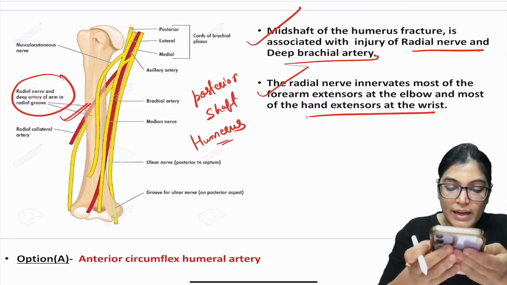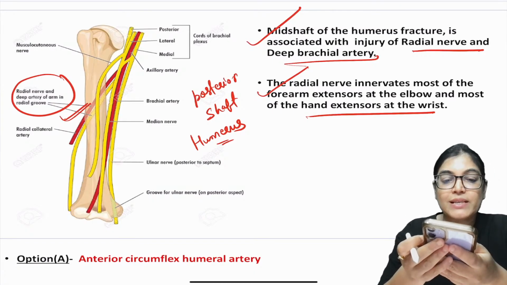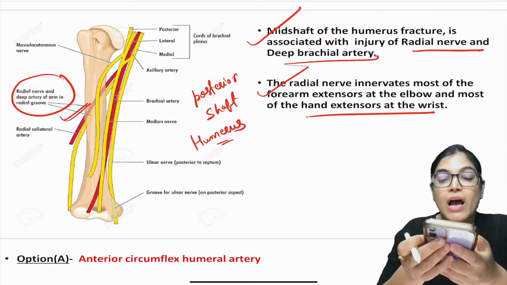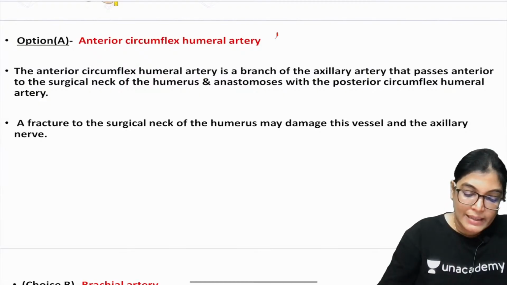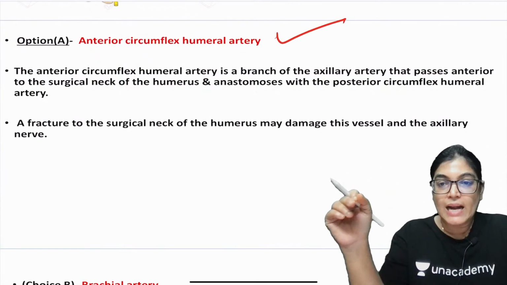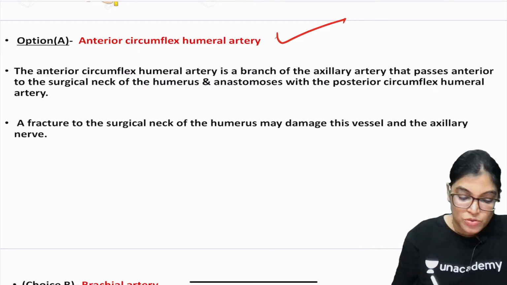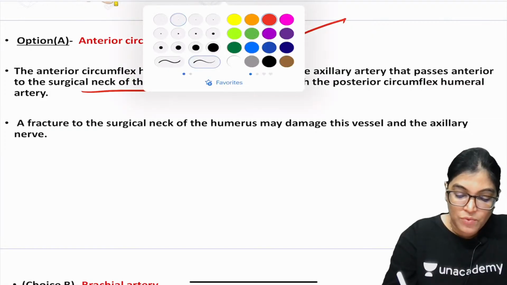Yes, absolutely right. Who is this? Okay, Mafiz, absolutely right. Brachial artery is involved in supracondylar fracture. Absolutely right, dear. Now see here, the anterior circumflex humeral artery is a branch of the axillary artery that passes anterior to the surgical neck of the humerus. Now, we have got the right answer.